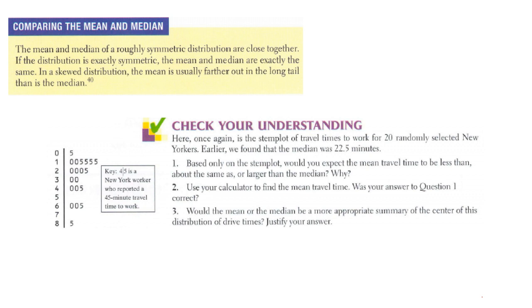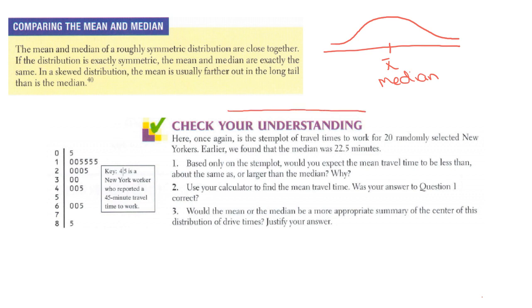Okay, so when we compare the two, if we look in our information box here, the mean and median of a roughly symmetrical distribution are close together. So essentially, if I have a roughly symmetrical distribution, I should have a mean in the middle, and my median should also be in the middle. Now, if my data is a skewed distribution, so let's say I have a right skewed distribution here, my median will be closer to the peak, and my mean will be further down the tail.